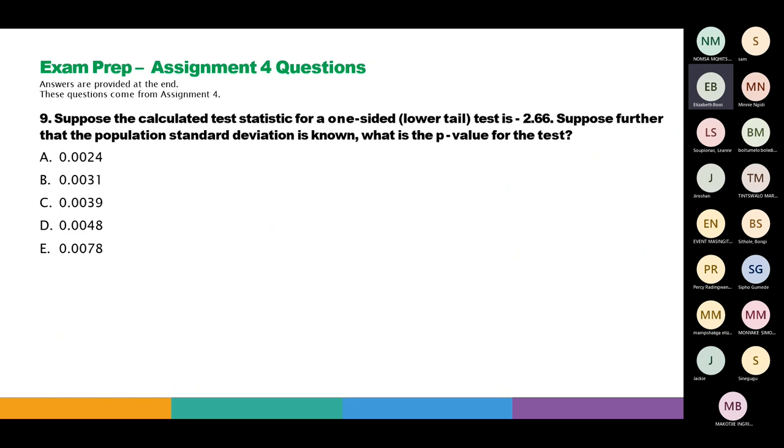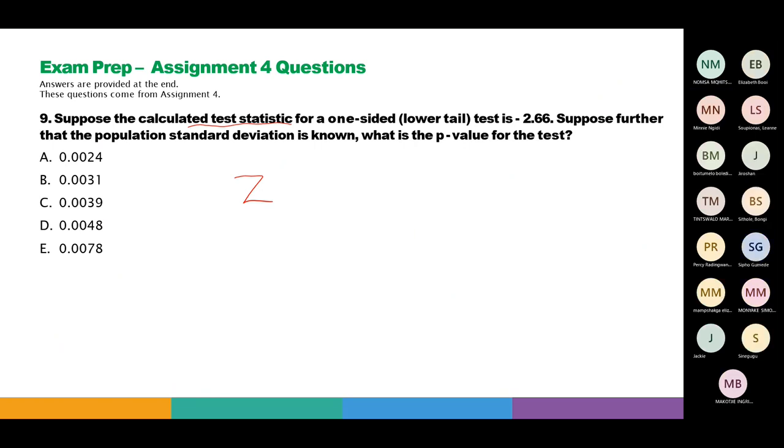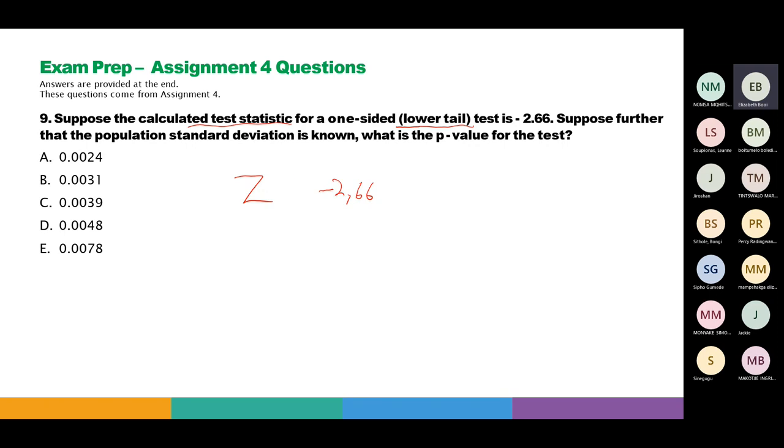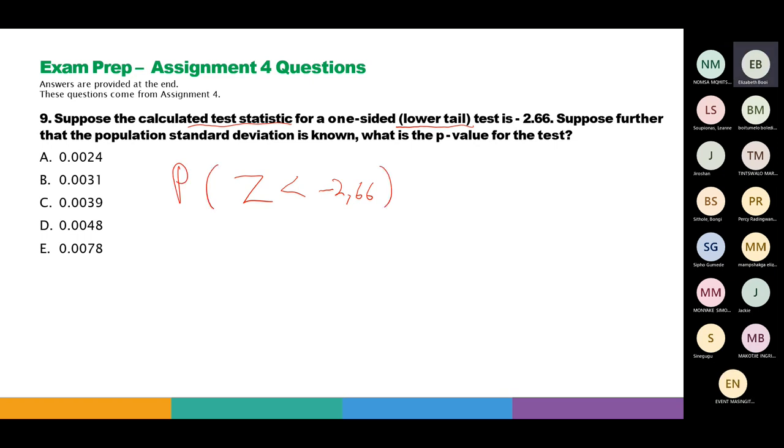Suppose the calculated test statistic for a one-sided tail test is -2.66. Suppose further that the population standard deviation is known. What is the p-value for this test? So here they are telling us that they calculated the z-test and they found that the z-test that they calculated is -2.66. And there is the other information that they have given us. They say, suppose this is for the lower tail test. So, what is the p-value?